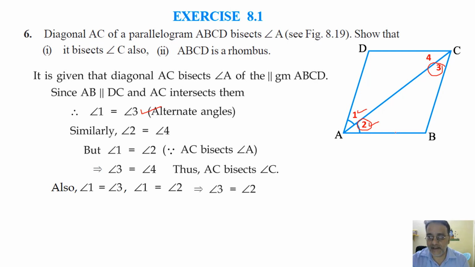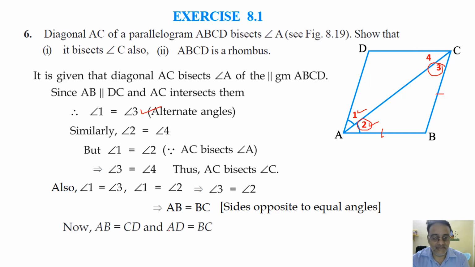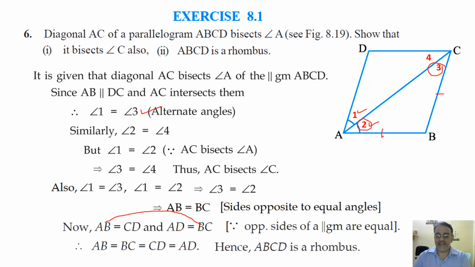Now if these two angles are equal, AB is equals to BC. Why? Sides opposite to equal angles are equal, right? Now AB and DC are equal and AD and BC are equal. Why? Opposite sides of parallelogram, right? Now AB और BC दोनों equal है, so that means all sides are equal. Hence ABCD is a rhombus.